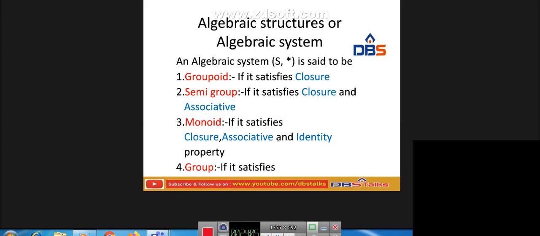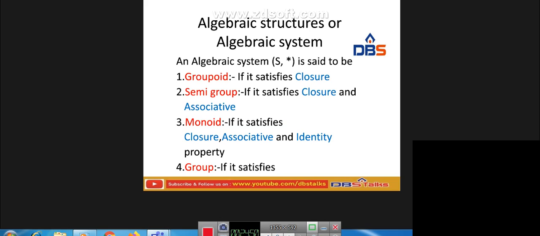An algebraic system (S, product) is said to be a groupoid, semigroup, monoid, or group. It is a groupoid if it satisfies closure, a semigroup if it satisfies closure and associative, a monoid if it satisfies closure, associative and identity. Then if all of these are satisfied, along with inverse, it is called a group.